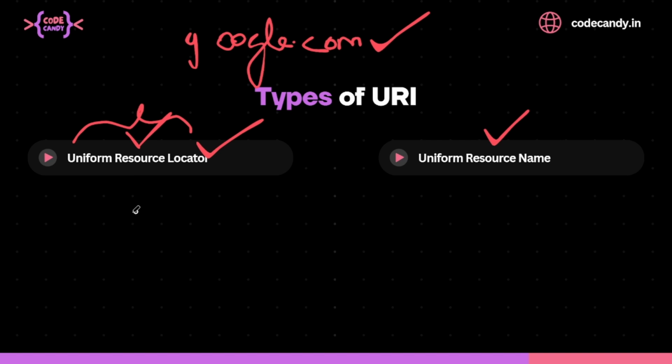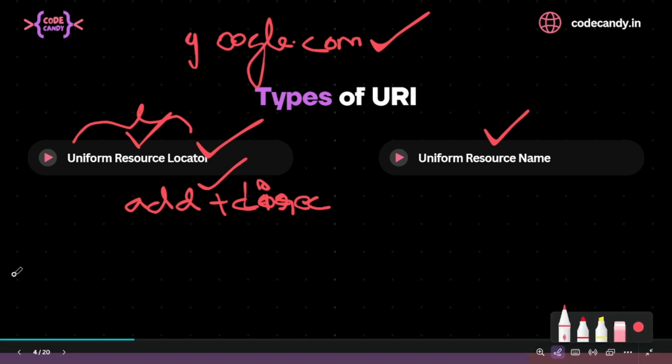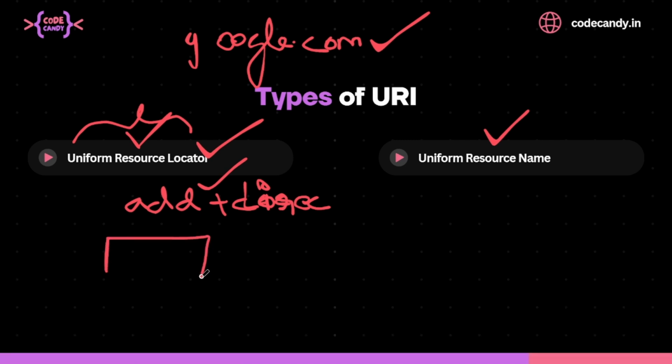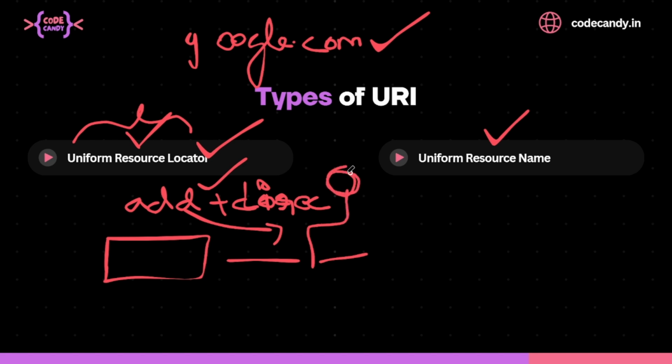This uniform resource locator is like address plus directions, not location, sorry. It is like directions. Suppose I am staying in Hyderabad, right? But I am giving here my address, like in that particular street and that particular pin code. If I go like this, Anupriya's house will be located. This is called uniform resource locator.